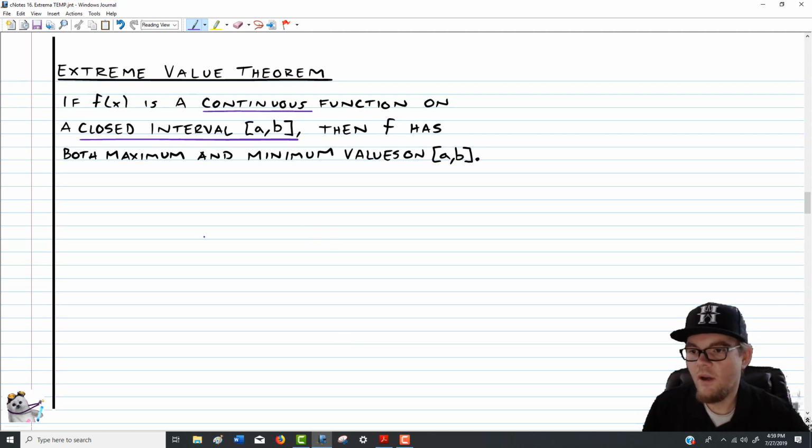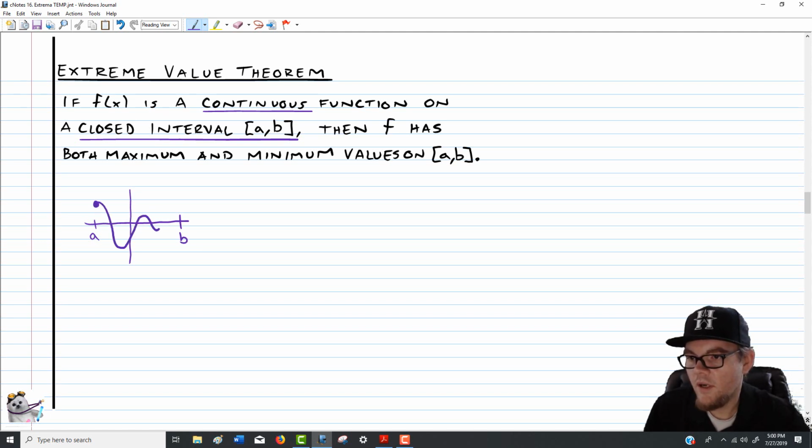Thinking about this, we already saw this in that first example, but just picture a function. Let me sketch, going from a to b here, some sort of continuous function. It doesn't really matter what it is. So there is a continuous function on that closed interval. We're looking for a minimum and a maximum value. There's the absolute minimum, and it looks like an absolute maximum. So they're there.